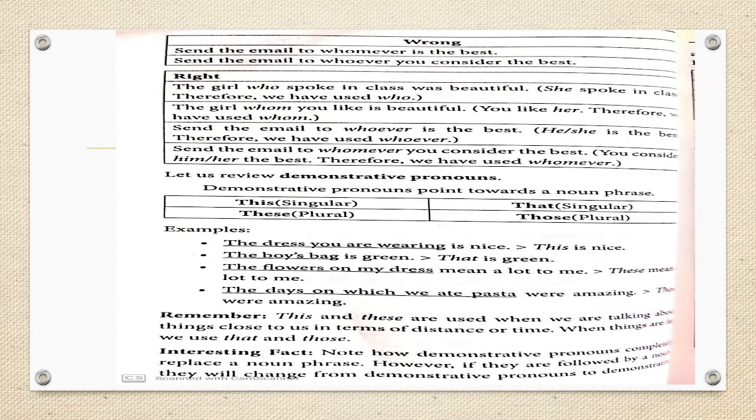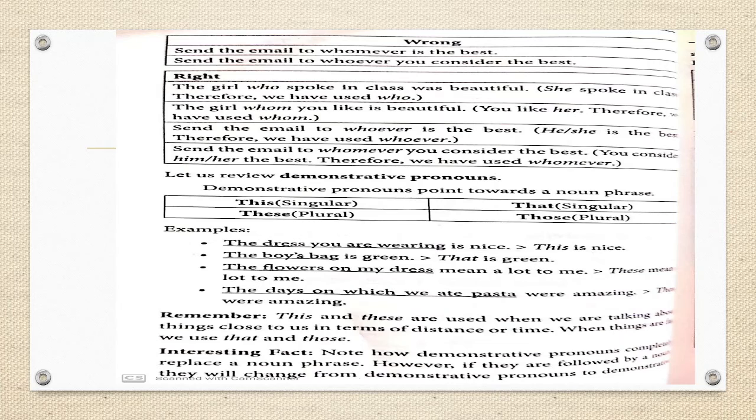For example, the dress you are wearing is nice. So this is nice. The boy's bag is green. That is green. The flowers on my dress mean a lot to me. These mean a lot to me. The days on which we ate pasta were amazing. Those were amazing. So remember, this and these are used when we are talking about things close to us in terms of distance or time. When things are far, we use that and those.